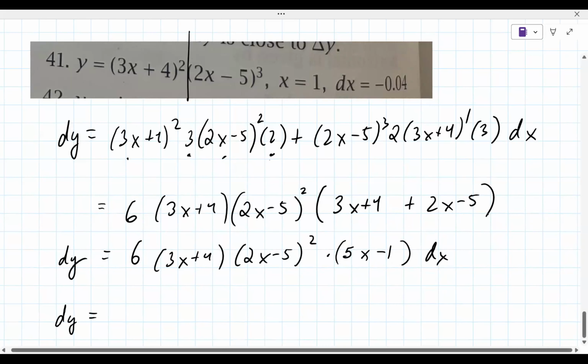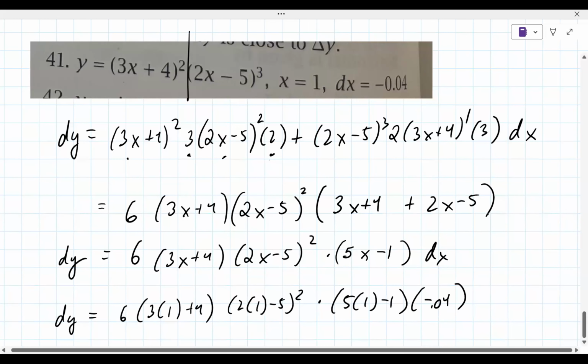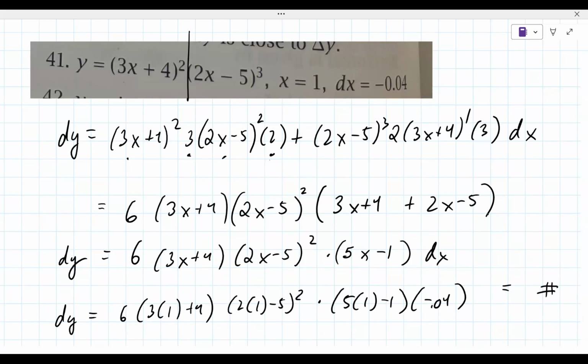So part B is to find dy for those values. So x is 1, 3 times 1 plus 4, 2 times 1 minus 5, 5 times 1 minus 1 times negative 0.04. You get some sort of a number. So that's B.